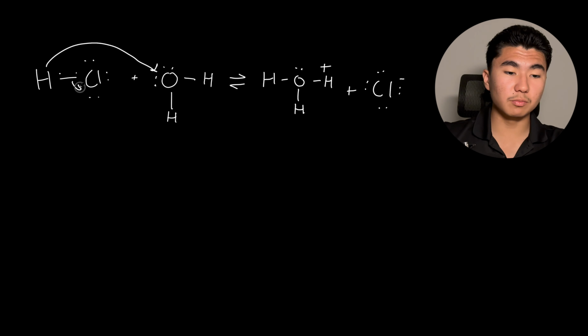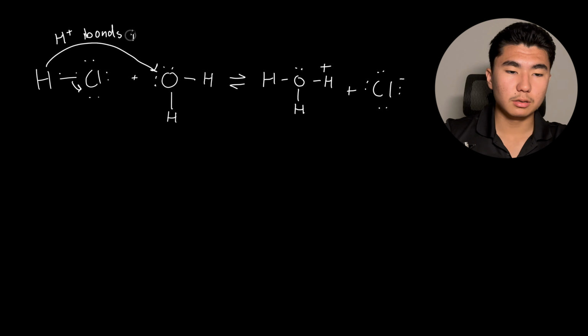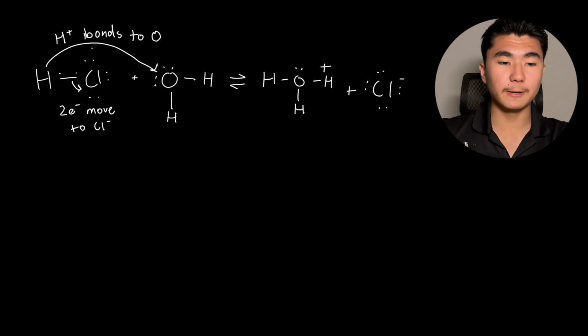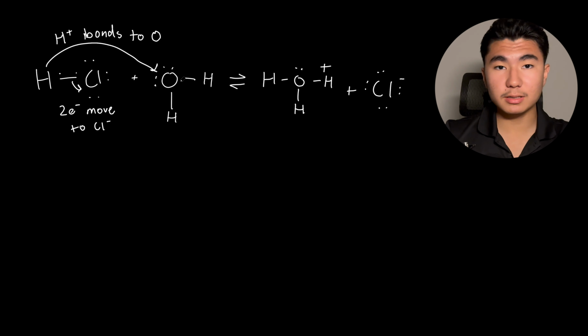Those 2 electrons will move to the chlorine. So let's just write this right here, just identify this. H plus bonds to oxygen, and 2 electrons move to Cl minus, and that's what makes Cl minus over here, because as you can see, those 2 electrons moved over here, and this hydrogen bonds to the oxygen to make hydronium.